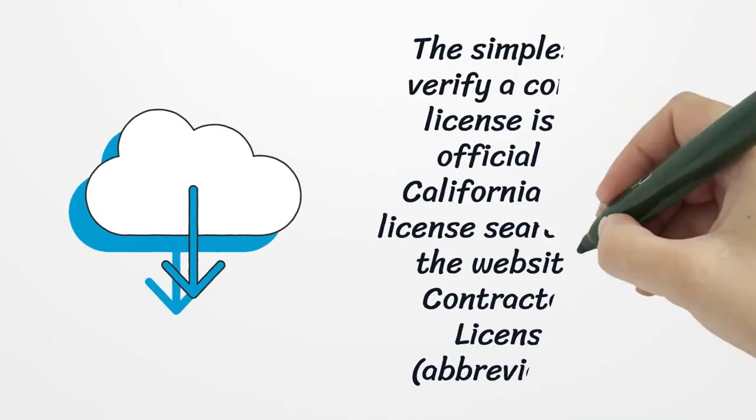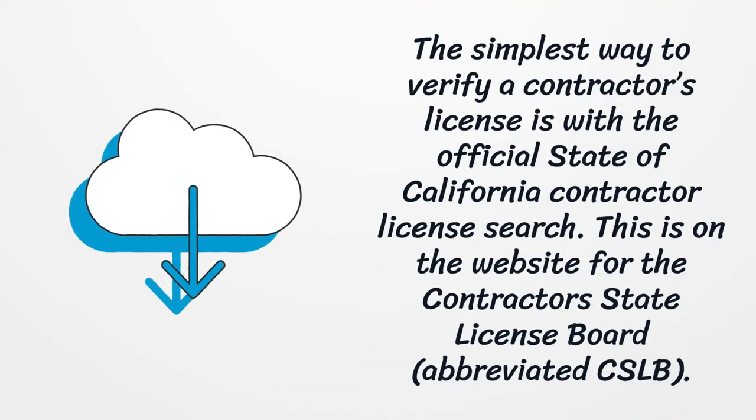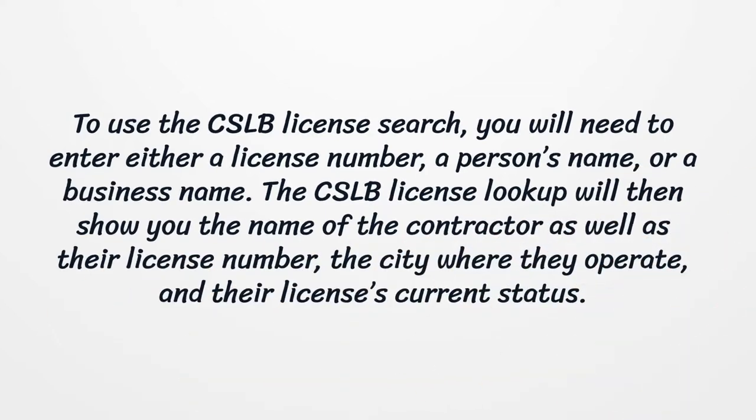The simplest way to verify a contractor's license is with the official State of California Contractor License Search. This is on the website for the Contractor's State License Board, abbreviated CSLB. To use the CSLB license search, you will need to enter either a license number, a person's name, or a business name. The CSLB license lookup will then show you the name of the contractor as well as their license number, the city where they operate, and their license's current status.